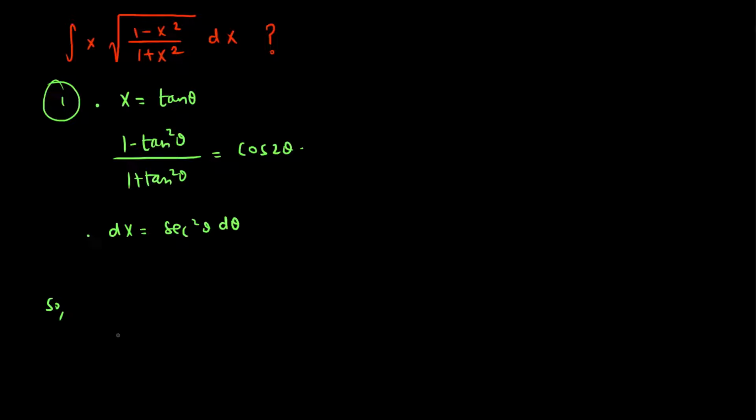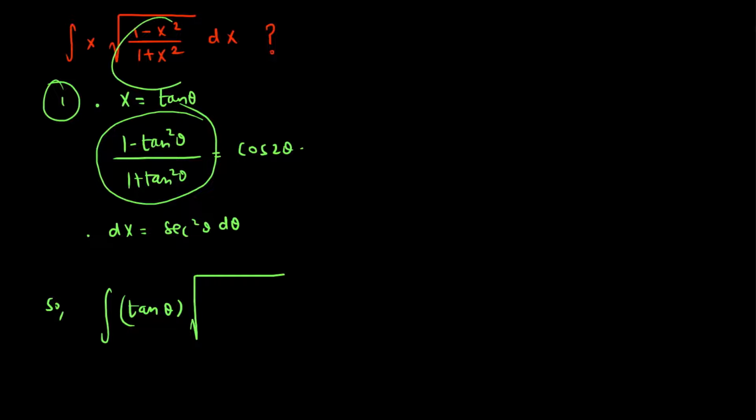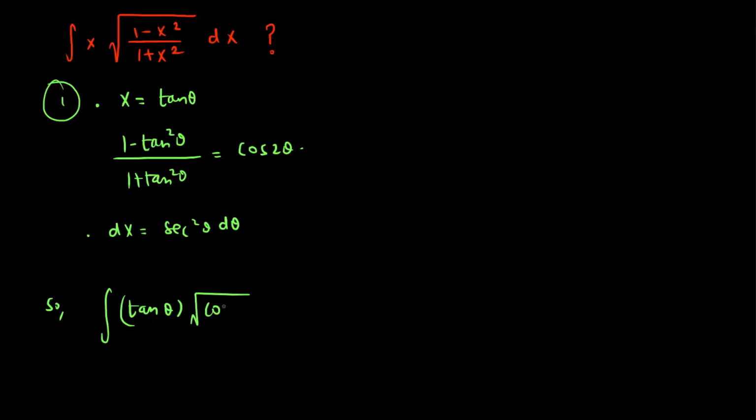So how is the integration going to look? X is replaced by tan, so this is tan theta. This is square root of 1 minus, and we know that this complete stuff has been simplified to cos of 2 theta, right? So this will be root of cos of 2 theta, and then we have dx. So dx is going to be sec square theta d theta.